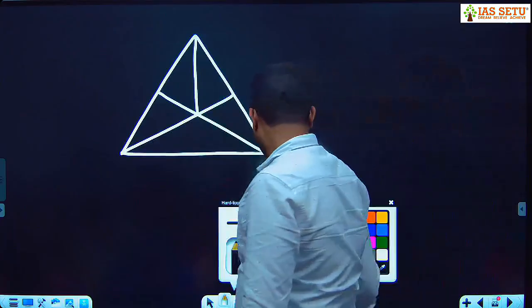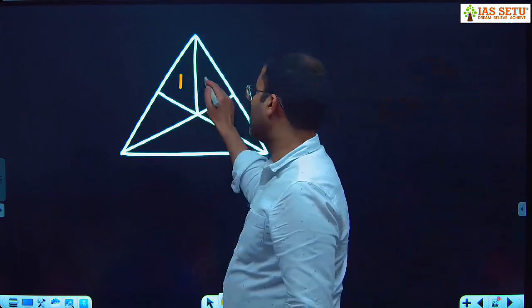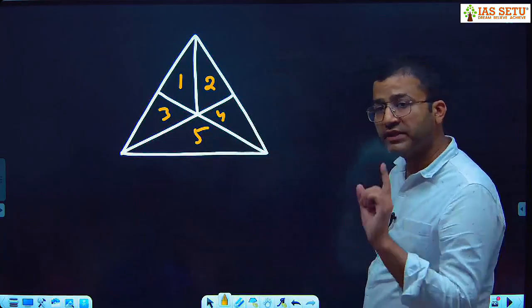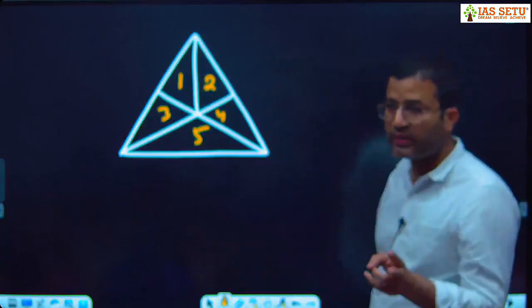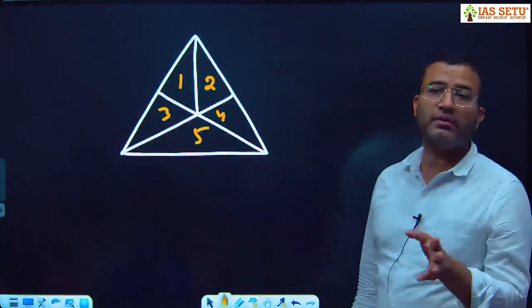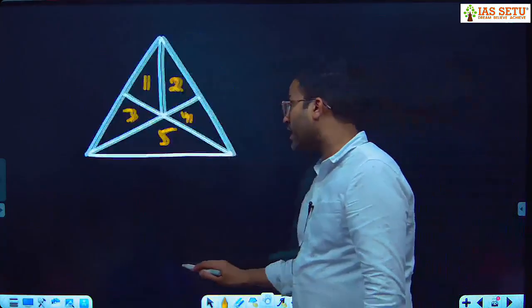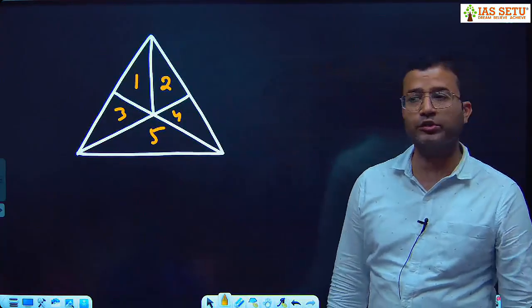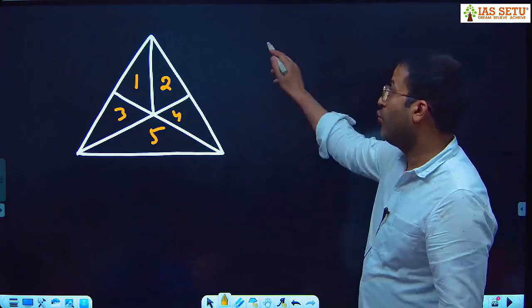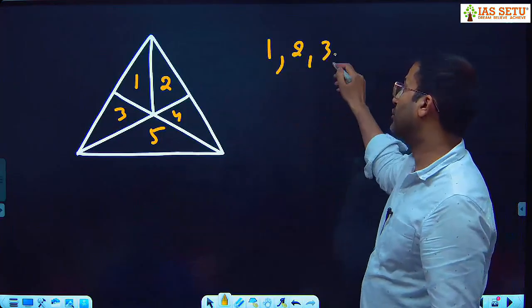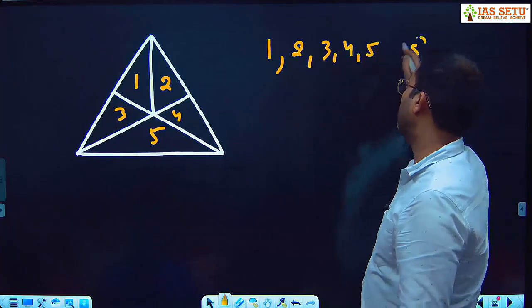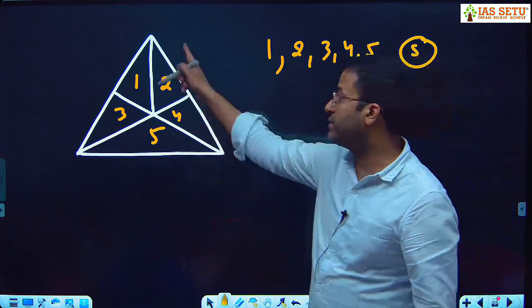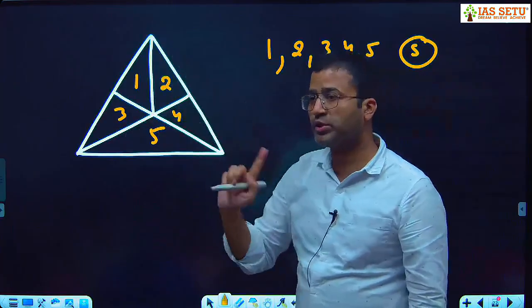Okay, I put numbering 1 2 3 4 5. First single numbers, then 2 numbers at a time, then 3 numbers at a time. Sequence is very important and patience is very important. Otherwise better to skip the question. 1 2 3 4 5. There are 5 single triangles. Some students by mistake take 1 plus 2, but 1 plus 2 is not a triangle.